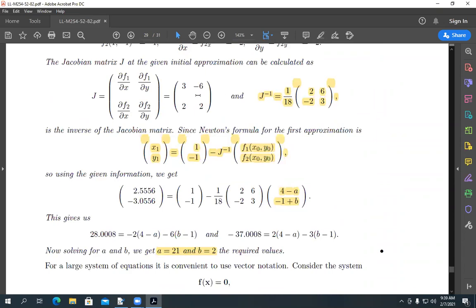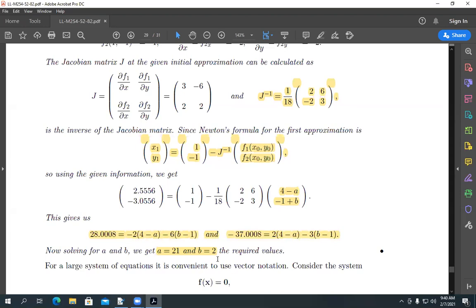You have the J is this one. Take the inverse of J. You have this one. Use the formula. You are given x1 and y1 by the teacher already, which is this. The initial approximation is this. This you calculate by yourself. Multiply together, then equate. And inshallah, when you equate, you have this system of 2 equations in a and b. Solve for a and b, you can get, inshallah, a equal to 21 and b equal to 2. This is the required solution of the system of nonlinear equations with the help of the Newton method.